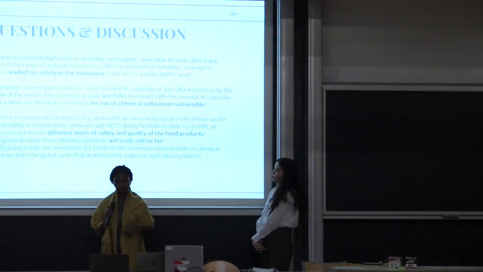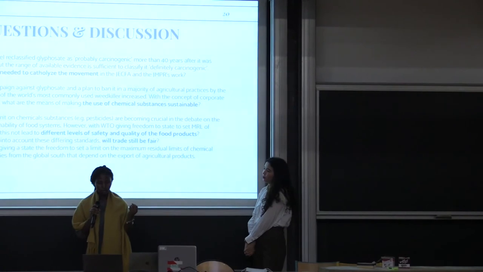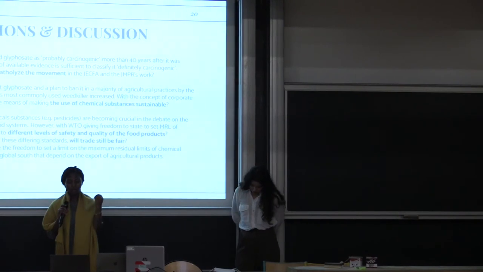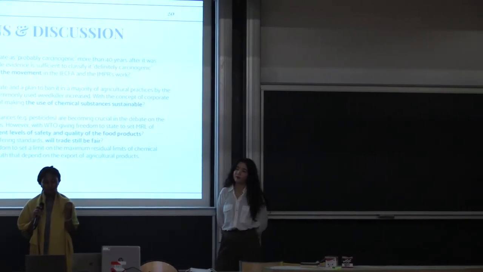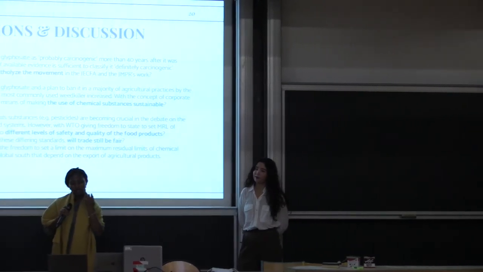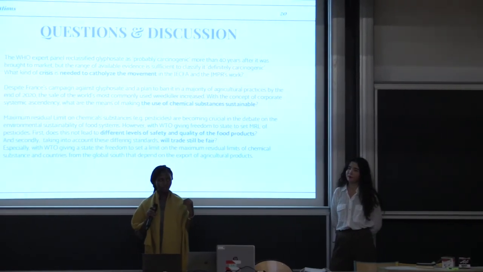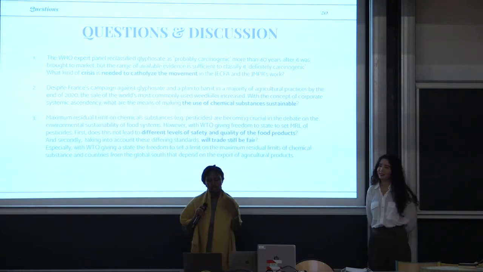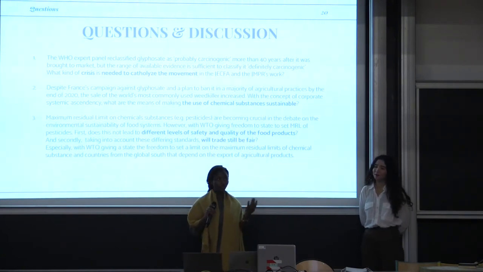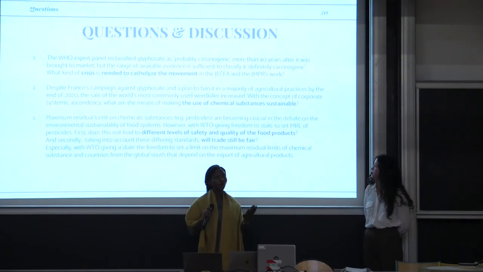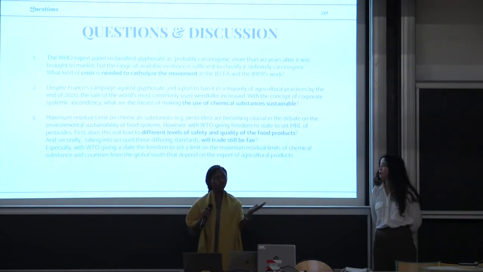And the last question. The maximum residual limits on chemical substances, for instance pesticides, are becoming crucial in the debate on the environmental sustainability of the food system. However, with the WTO giving the freedom to the state to set the maximum residual limits of pesticides, first we're asking, does this not lead to different levels of safety and quality of food products? Then secondly, taking into account these differing standards, would trade still be fair?